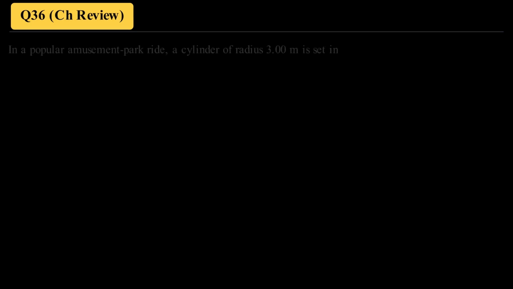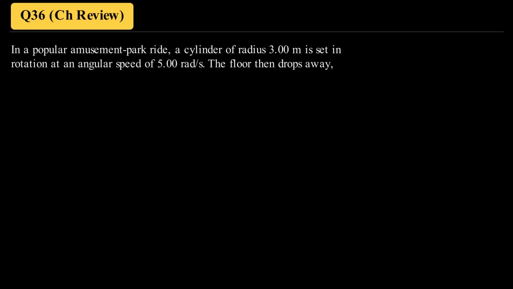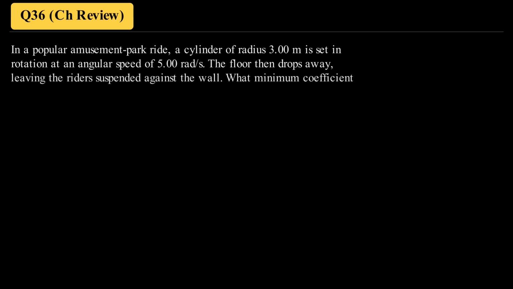We have question 36 from the chapter review. It says, in a popular amusement park ride, a cylinder of radius 3 meters, that is R, is set in rotation at an angular speed of 5 rad per second. So that is the angular speed, or omega, as shown in the figure. As you see, it's a rotating cylinder, so you know what equation to use. It's the second situation. The floor then drops away, leaving the rider suspended against the wall in a vertical position.